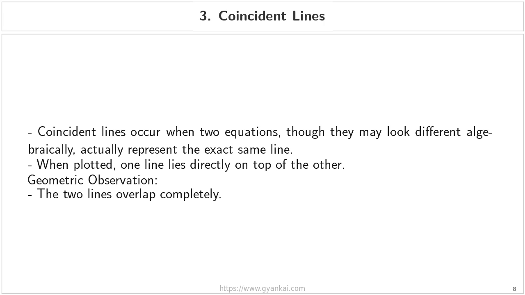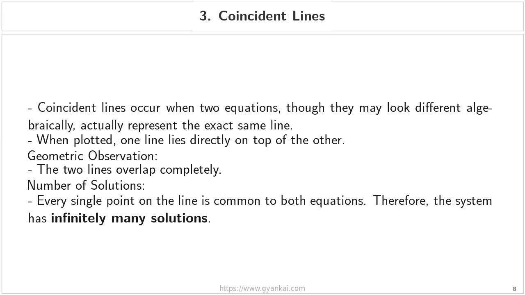If we look at our geometric observation here, the key takeaway is that the two lines overlap completely. They are essentially identical. Because they are overlapping, think about what this means for our solutions. Unlike the intersecting lines we discussed earlier, which only share one single point, or the parallel lines which share none, these lines share every single point along their entire length. Since every point on the line satisfies both equations, we say the system has infinitely many solutions.